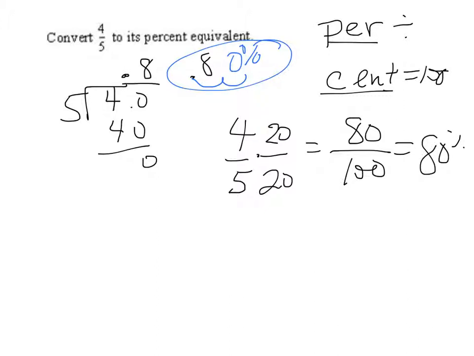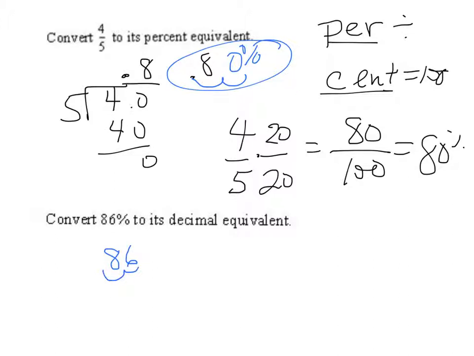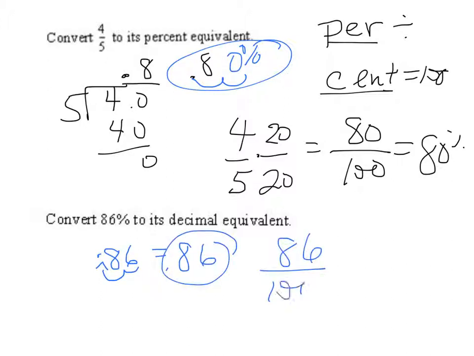2 techniques, 1 problem. The next problem, they ask us to convert 86% to its decimal equivalent. Okay, we just went the opposite way in the last problem. We had a decimal, we changed it to a percent. So 86%, all I have to do is move my decimal 2 places to the left, because percent literally means divide by 100. So it'd be 0.86. I could write 86 over 100. I guess you could even type that in your calculator if you wanted, and it would give you 0.86.